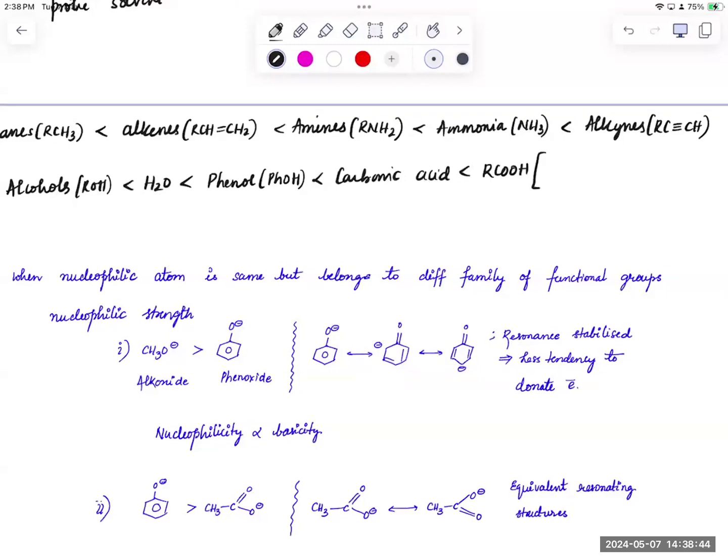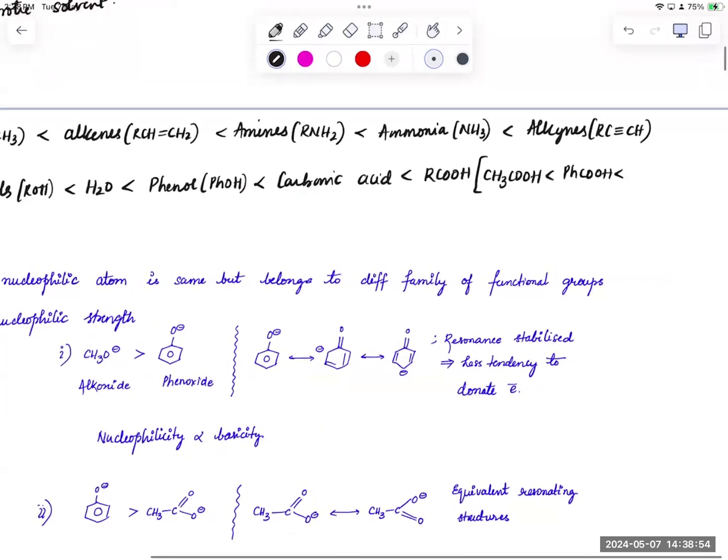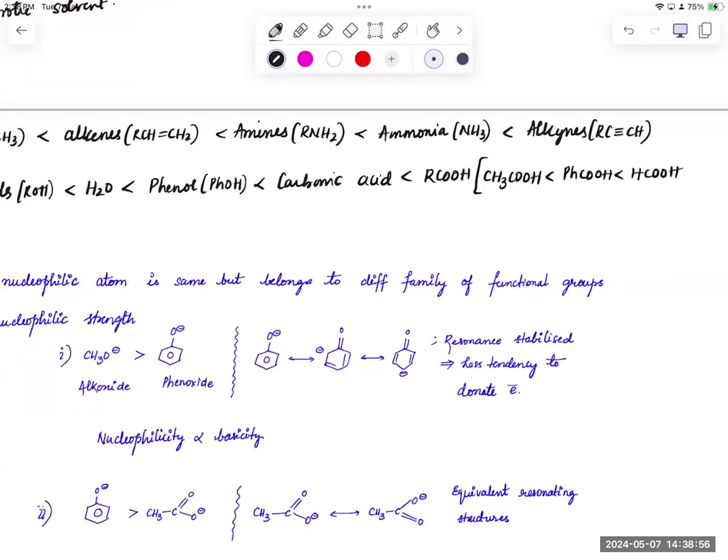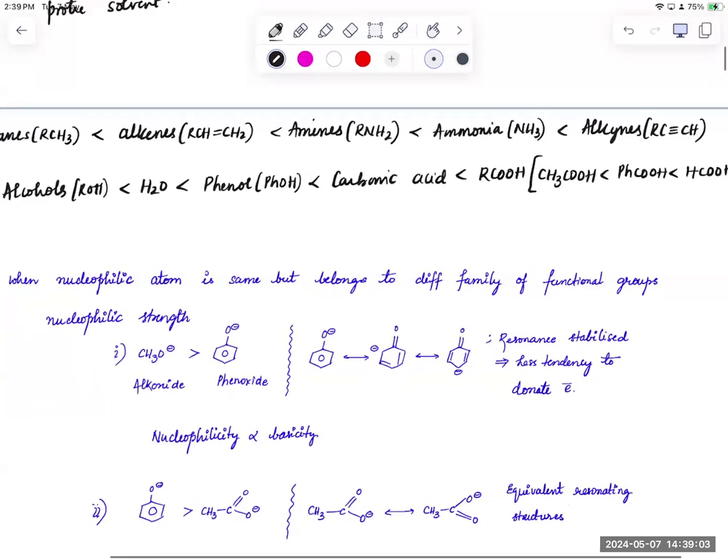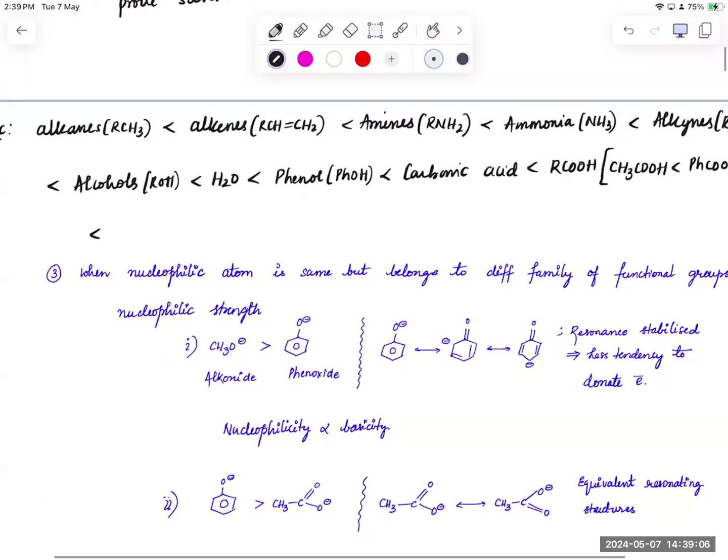Within RCOOH, we need to know that CH3COOH is a weaker acid than benzoic acid. It is weaker than formic acid. These three are must learn, everybody. Formic acid is more acidic than benzoic acid, which is more acidic than acetic acid. After that comes picric acid, which you know is phenol with NO2 groups at ortho and para positions.